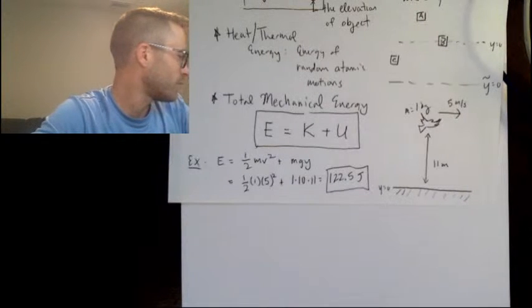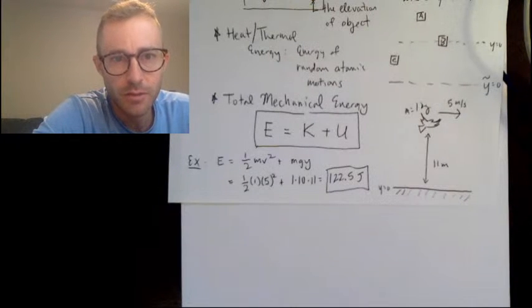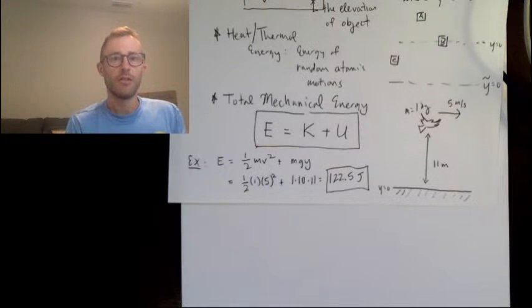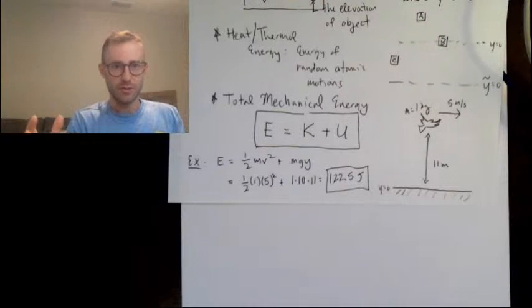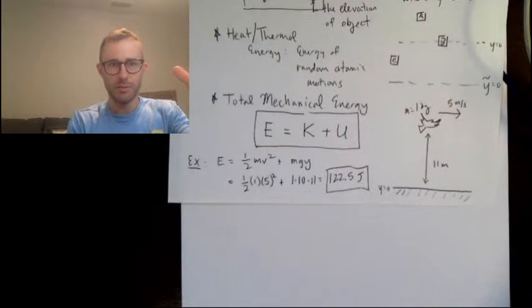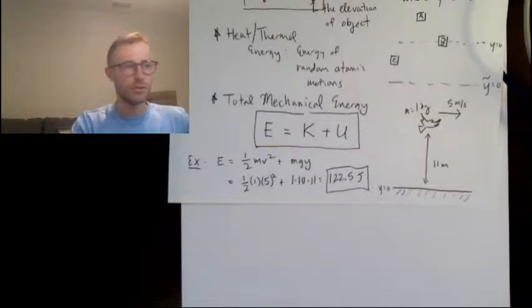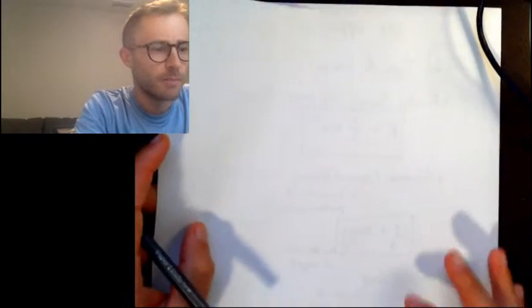And if you had more than one object, for example, you had two birds, the total mechanical energy of that system would be the mechanical energy of bird 1 plus the mechanical energy of bird 2.